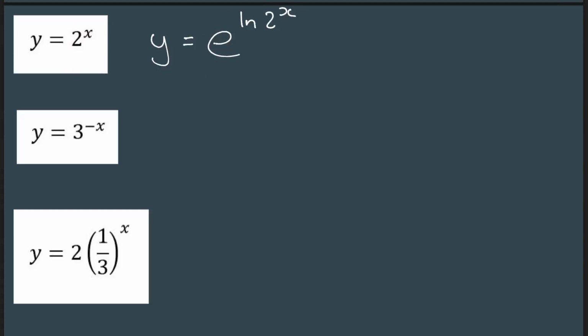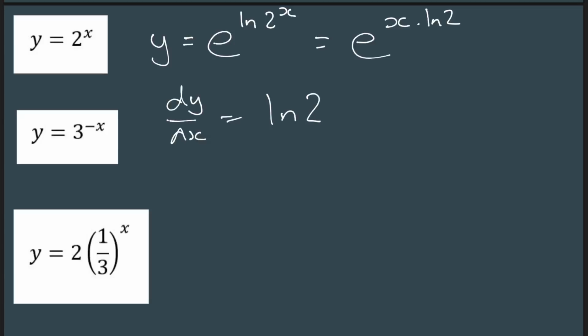I'm now going to use my laws of indices, well, laws of log, sorry, to do this as x times ln 2. And now I can differentiate that. So dy by dx equals, now differentiate this power. Ln 2 is a constant, that's like 3x or 4x. So you differentiate that, you get ln 2. And then you're going to times that by 2 to the x.